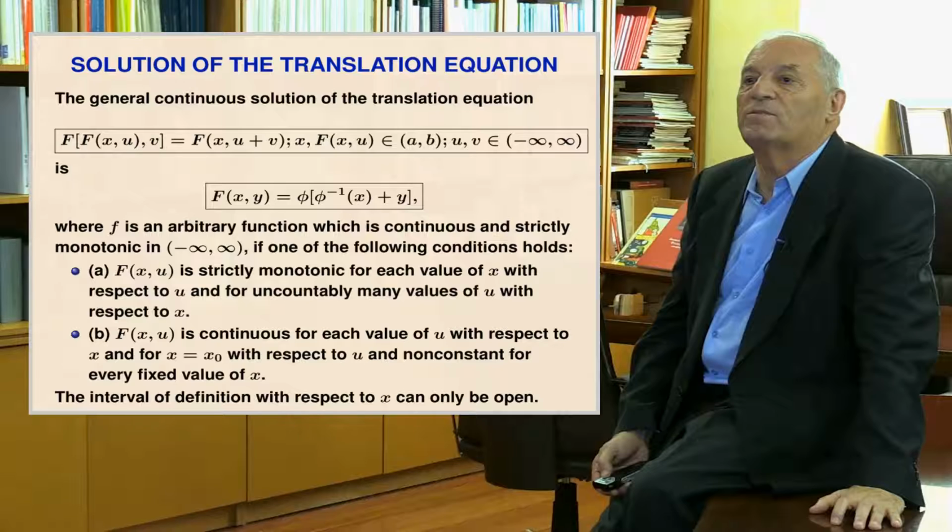The first relevant conclusion is that the two-argument function cannot be given arbitrarily. On the contrary, the only degree of freedom we have is a one-argument invertible function phi, which means a very high restriction with respect to the degrees of freedom of the function f appearing in the functional equation.